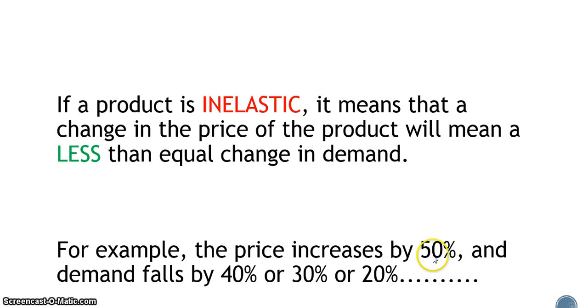So price changes by this, demand could change by 40. 40 is less than 50%. 30, still less than 50%. 20, also less than 50%. So for something to be inelastic, it means that when you change the price, demand will change, but by less than what you did to the price.